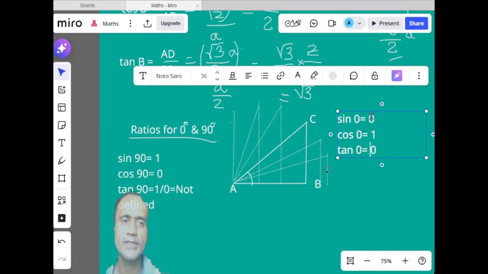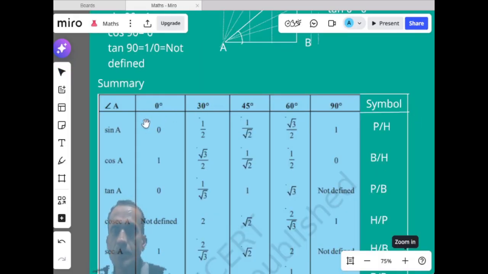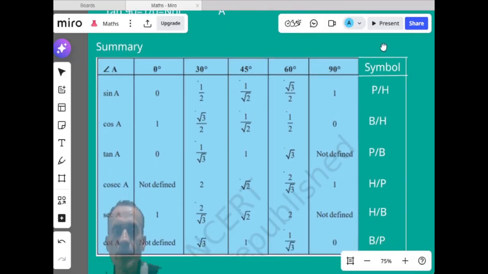So now in this session, we have found out the values of trigonometric ratios for 0 degree, 30 degree, 45 degree, 60 degree and 90 degree. This is the summary of the trigonometric ratios for various angles, and these are the symbols. Sin A is perpendicular side by hypotenuse, cos A is base or adjacent side by hypotenuse, tan A is perpendicular side by base or adjacent side. Cosec A is just the reciprocal of sin A, sec A is the reciprocal of cos A, and cot A is the reciprocal of tan A.